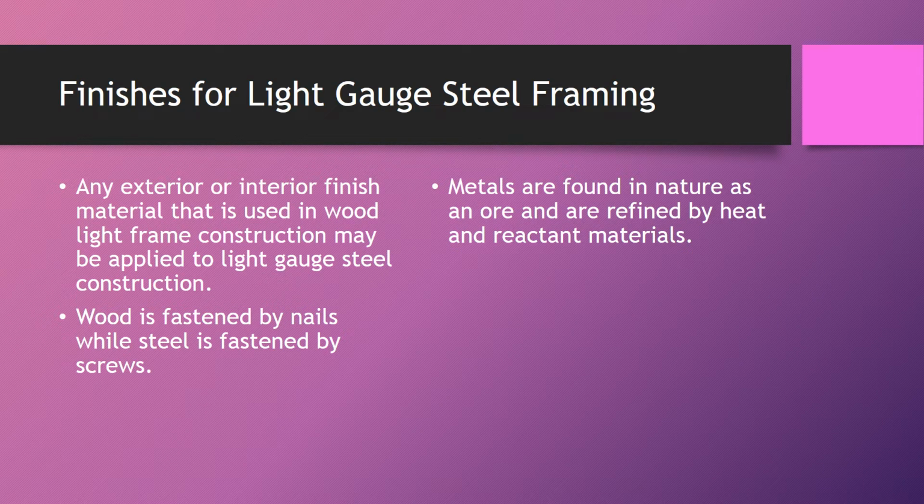Finishes for light gauge steel framing. Any exterior or interior finish material that is used in wood light frame construction may be applied to light gauge steel construction. Wood is fastened by nails while steel is fastened by screws. Metals are found in nature as an ore and are refined by heat and reactant materials.